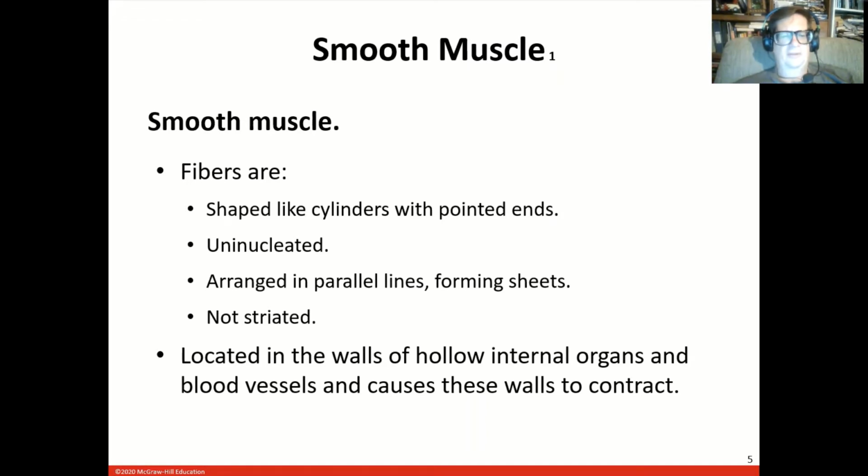And they're uninucleated. That's what I'm saying. One nucleus. You might say, what's so special about that? But just wait till we get to the others. They're arranged in parallel lines, forming sheets, but they're not striated.